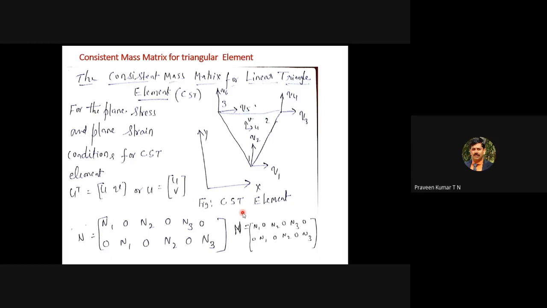Sometimes in the examination, they may ask about the CST element. The CST element and the linear triangular element are the same. There are three names: linear element, linear triangular element, we can see here this is a linear triangular element. It is also referred to as the CST element and the three-noded triangular element. We can have six-noded, nine-noded, and 10-noded triangular elements also. But the basic triangular element is the three-noded triangular element, which is nothing but the linear triangular element. We are deriving the mass matrix for the linear triangular element.